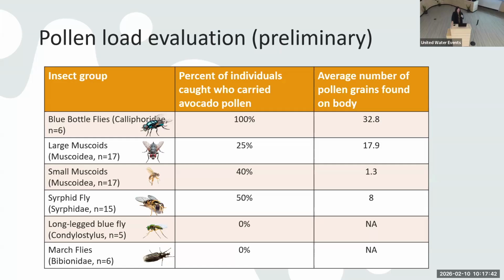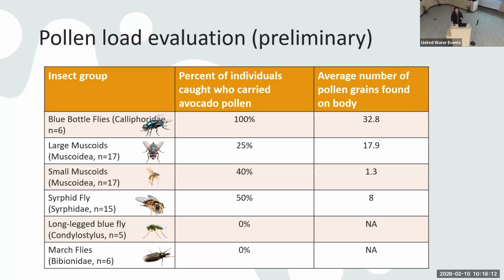Okay, so now we're delving into our pollinator specimens. Right now we're working on getting all of them identified, especially the flies, which is kind of tricky, but we've counted the pollen grains on the flies. We're starting to see who's carrying more pollen. So the first group in this graph are the blue bottle flies. Of the ones that we caught, 100% of them had avocado pollen on their body, and they had on average 32.8 pollen grains.